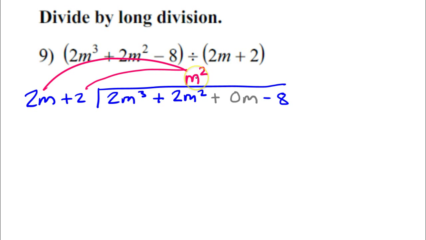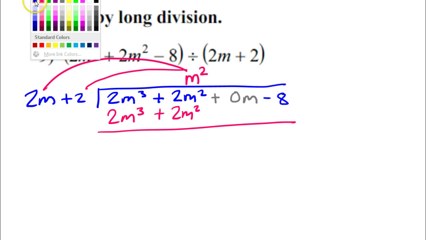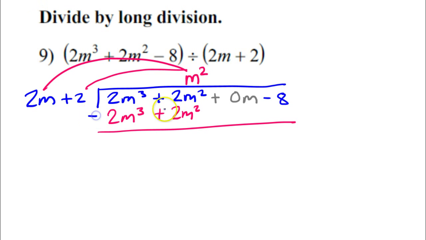Alright, I do m squared times 2m, and of course I'm going to get 2m to the third power because that's what I wanted. But I will also do m squared times 2. That will give me 2m squared, which matches this, but that won't always be the case. That is a coincidence. Okay, so I'll go ahead and draw this line. Now I'm going to subtract by changing the signs. So I'm going to make this minus, and I'm going to make this minus.